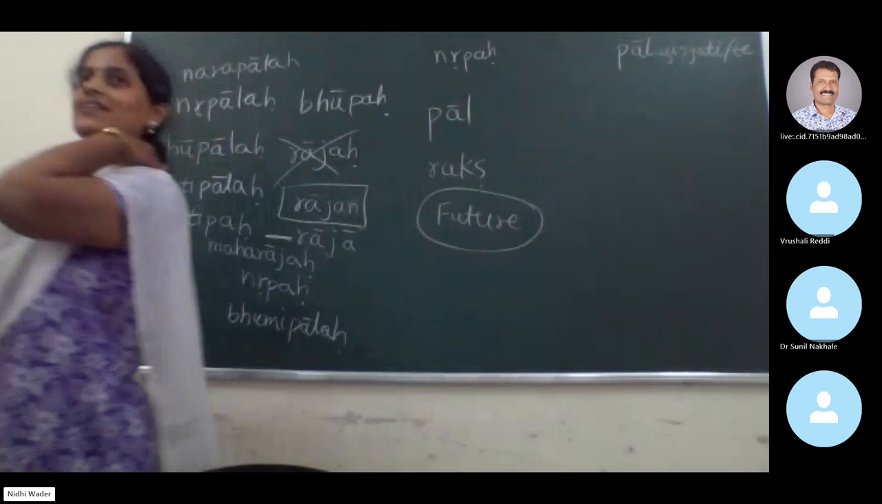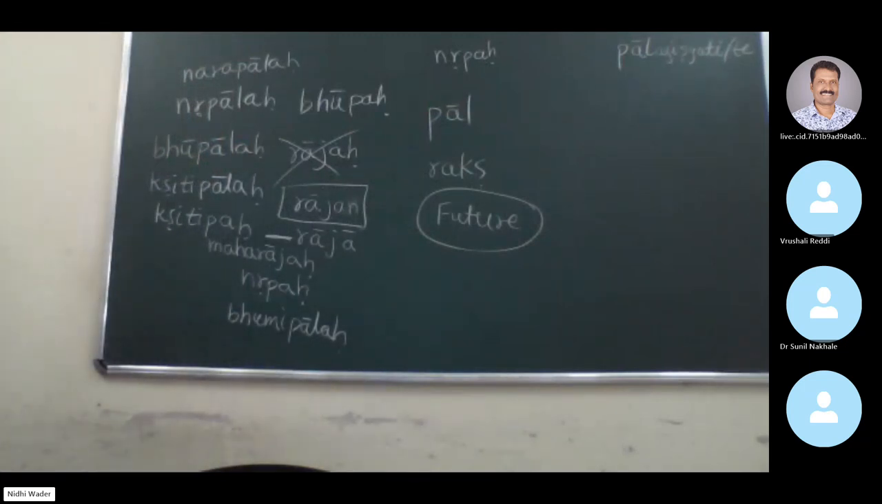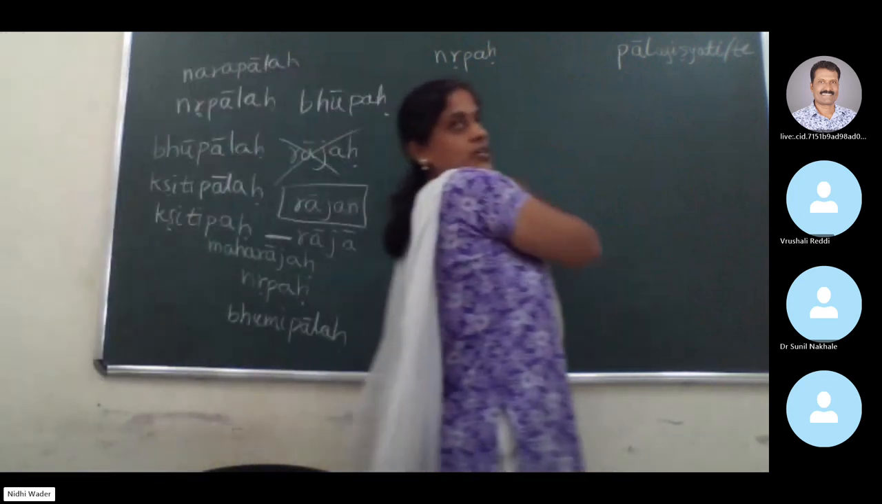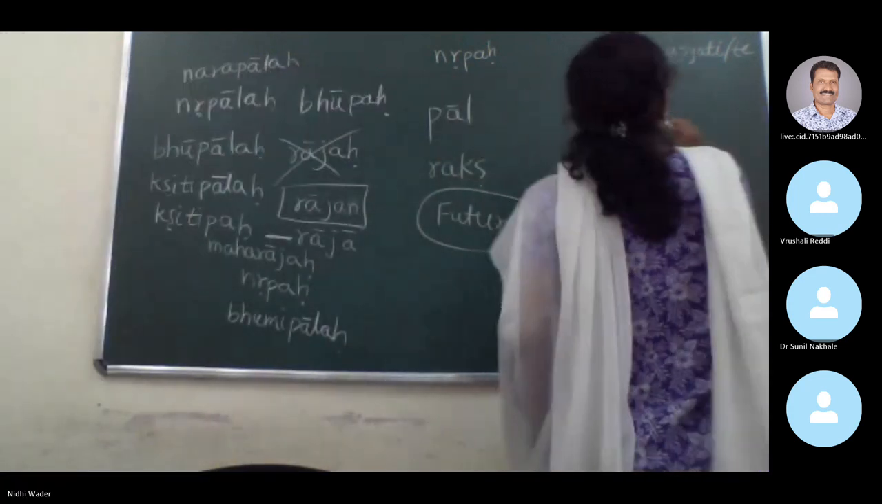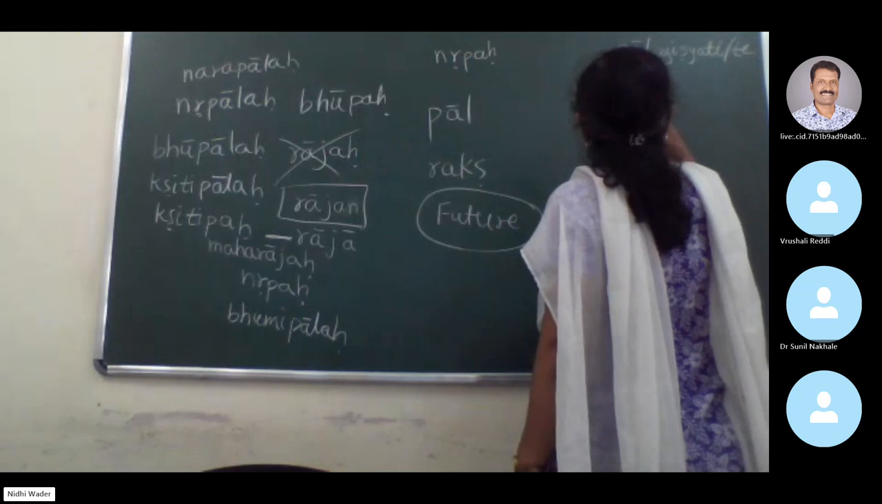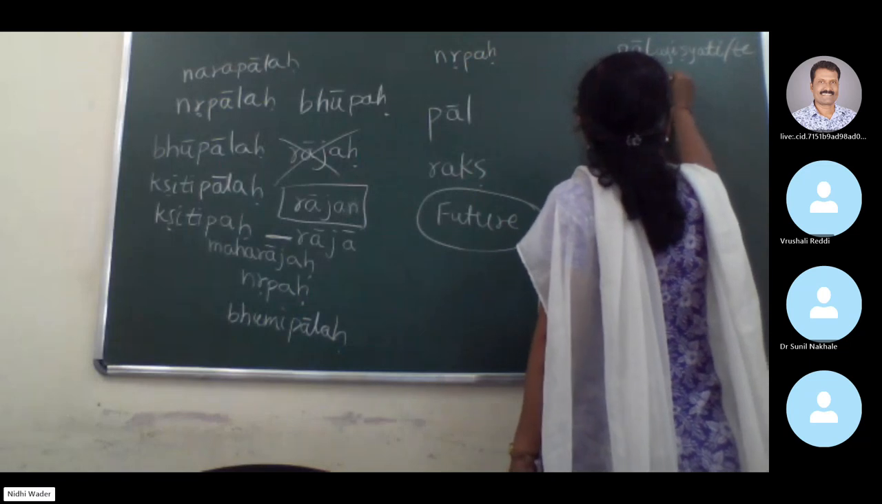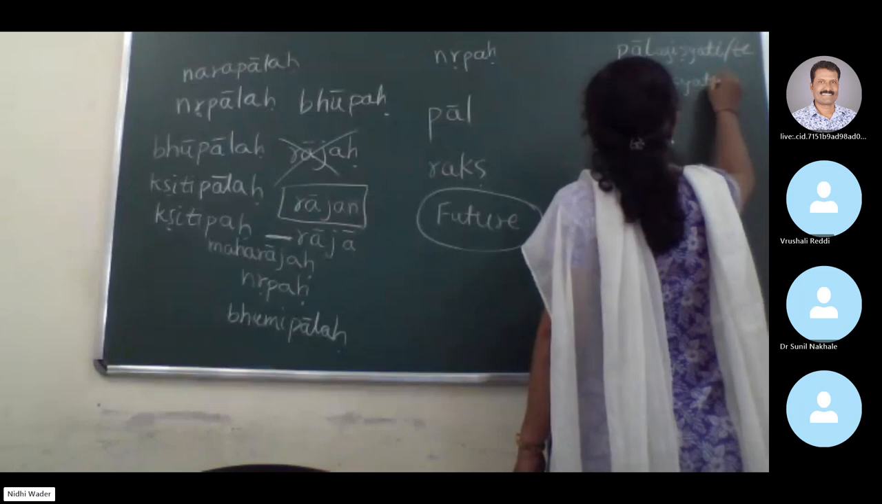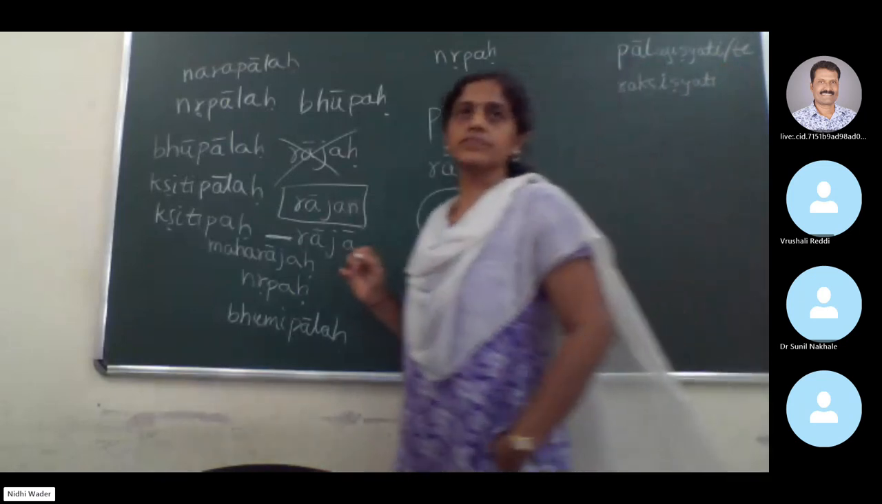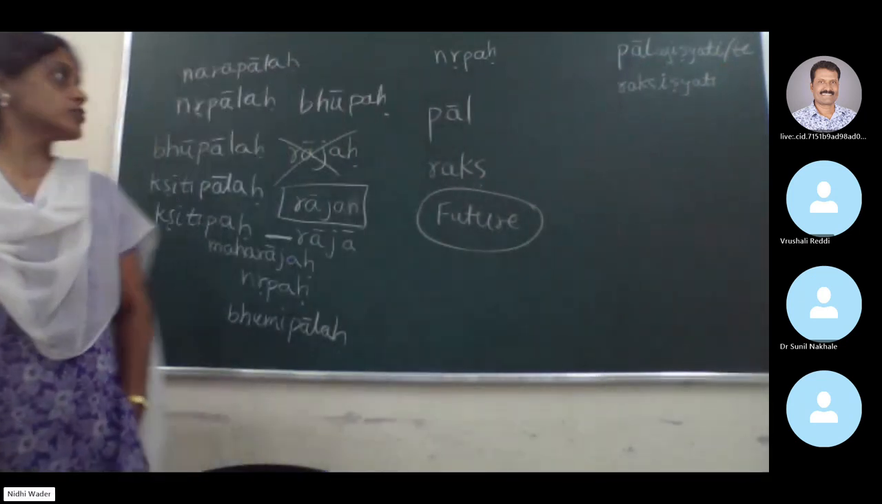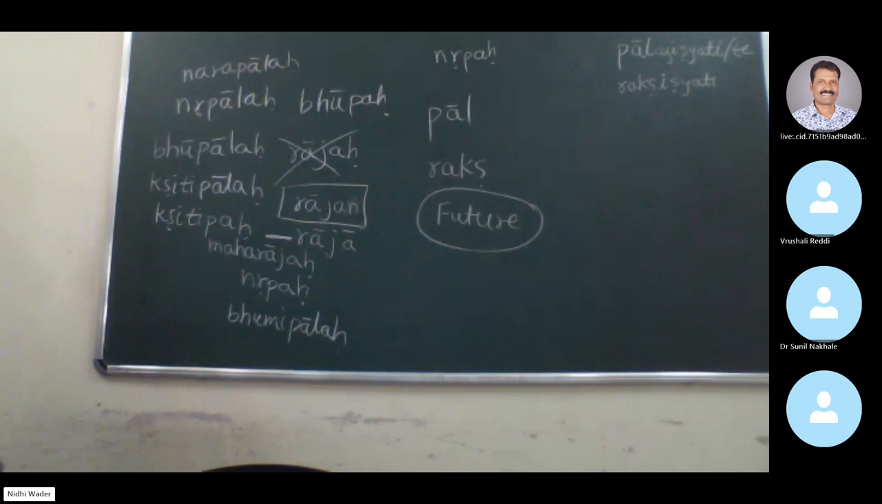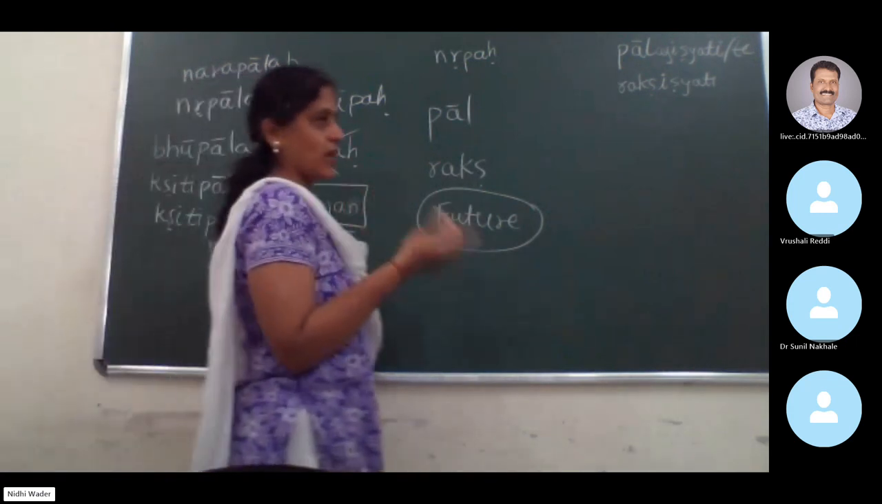How many options are you getting? Just check. Palayishati is also possible, Palayishate is also possible. But if you are using Raksha, Raksha is not Atmane Pada, so only one option you will get: Rakshishati. Again, third person singular. So Maharajaha or Nrupaha or Bhupalaha, Palayishati or Rakshishati or Palayishate.